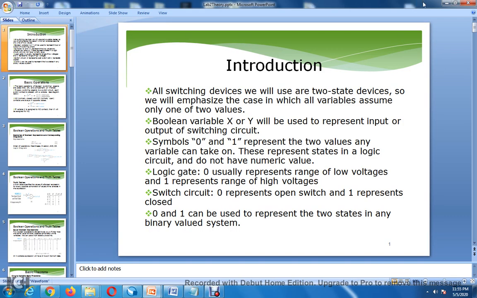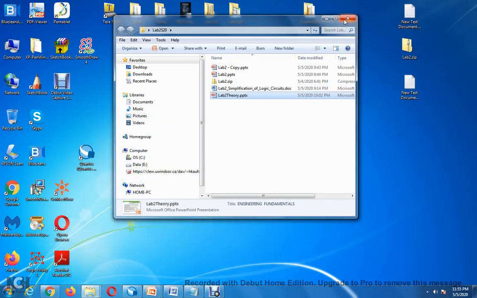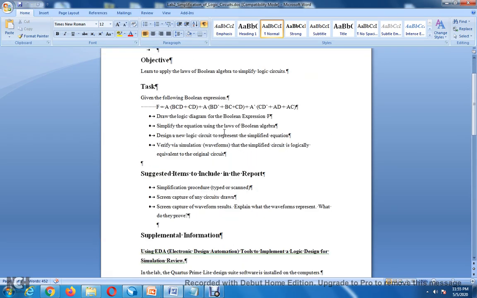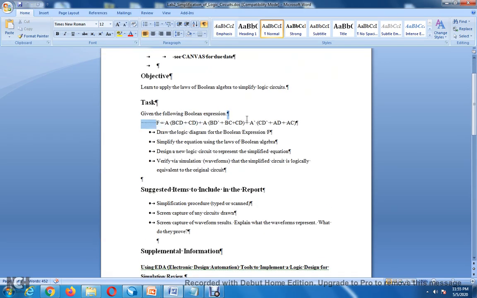Okay, so that is really good. We got over the theory, and now we can work on your lab. We can actually do this now. So here's your lab you have to do. You're given this complicated expression, and you're supposed to produce an equation G for the simplified version. And it's supposed to prove F equals G by the truth table method, with the waveforms representing the truth table.